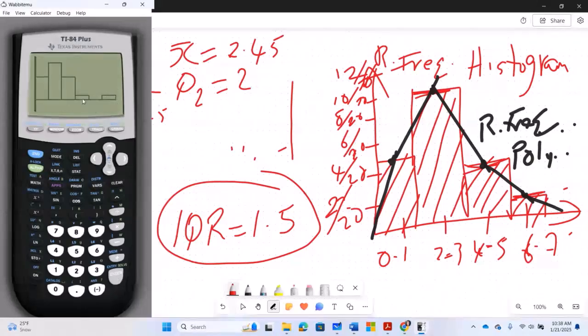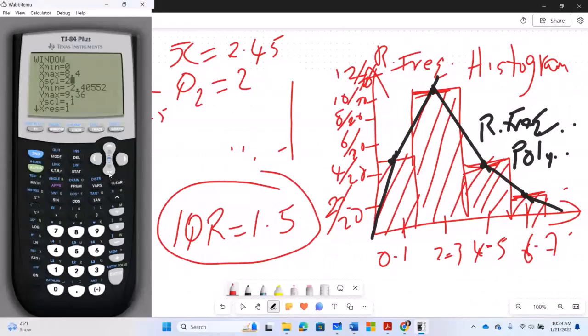I'm going to count the bars. 1, 2, 3, 4. So it's more than 4. This is not right, I had 4 classes. So I want to fix this histogram so it will look like the classes that I have. How do I fix it? I already know that I decided to have a class width of 2. So I'm going to go to Window and put an X scale of 2. So the class width in this is 2.